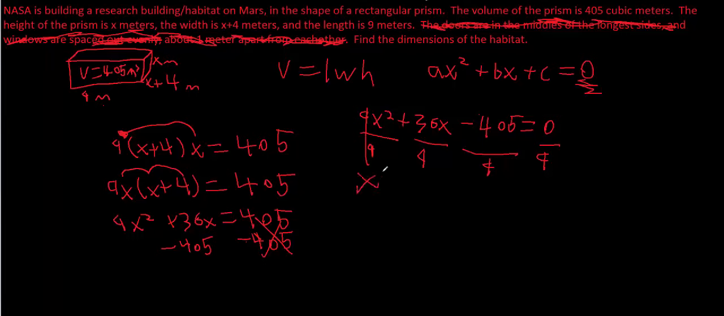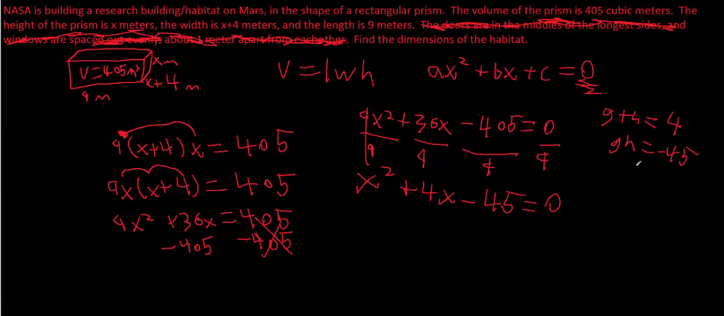And that would give us x squared plus 4x minus 45 equals 0. And now we can solve it by normal factoring. So g plus h equals 4, and g times h equals negative 45. Go ahead and pause the video now and see if you can figure out what g and h could be in this.